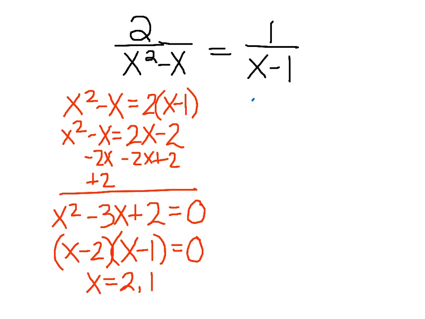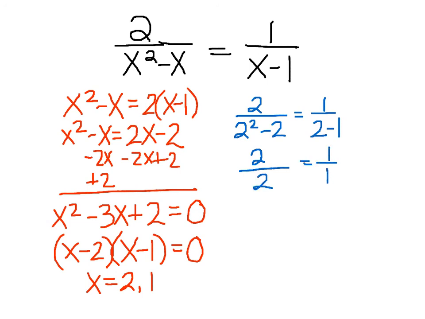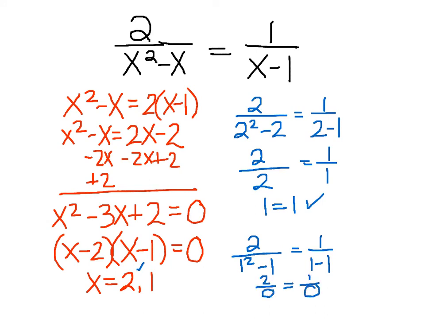So we have 2 over 2 squared minus 2 equals 1 over 2 minus 1. 2 over 4 minus 2 is 2 equals 1 over 1. 1 equals 1. So we know 2 works. Now trying 1, we have 2 over 1 squared minus 1 equals 1 over 1 minus 1. That gives us 2 over 0 equals 1 over 0, and we can't do that. So 1 does not work. It is an extraneous solution, and our final answer is x equals 2.